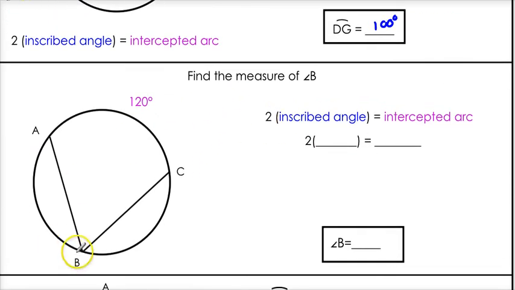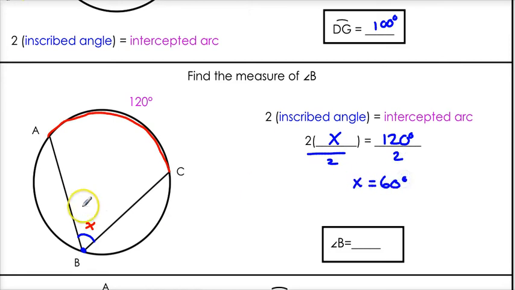Now we can go backwards. For this one, we want to find the measure of angle B. That's the inscribed angle. But we know that the arc is 120 degrees. So this is our x this time. We say that the intercepted arc is 120 and our inscribed angle is x. Well, 2 times x equals 120. If we divide both sides by 2, x equals 60. An easier way to do that is if you know the arc length, just divide it by 2. It's half the length. So 120 divided by 2 is 60 degrees.